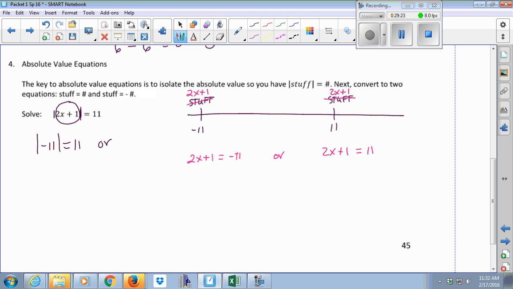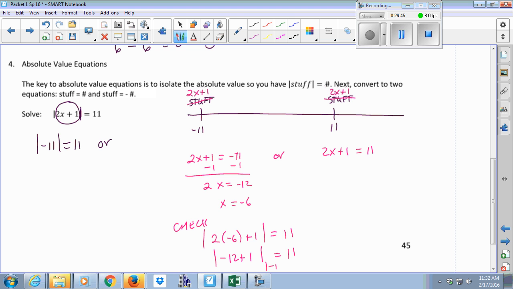And notice you have two baby linear equations to solve. 2x equals negative 12. X could be a negative 6. Go back and check. 2 times negative 6 plus 1, absolute value. Negative 12 plus 1, absolute value negative 11 is 11. Yep, that works. Or 2x plus 1 could be a positive 11, and we're still okay. 2x equals 10, x is 5. Okay, so you have two answers.